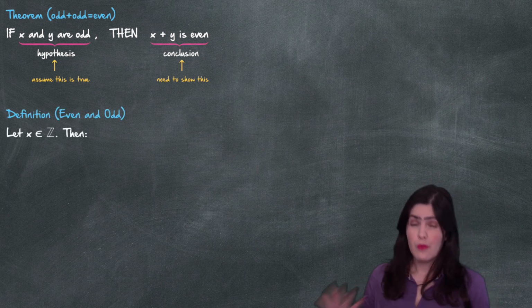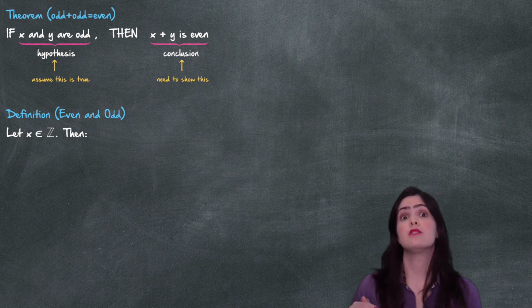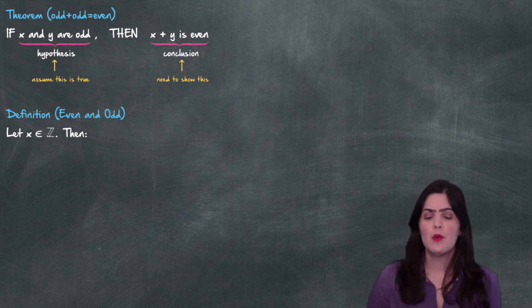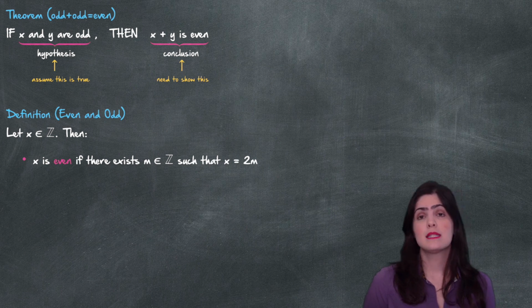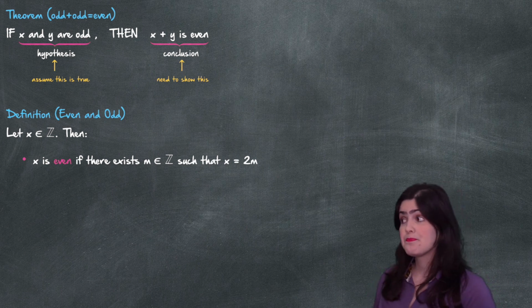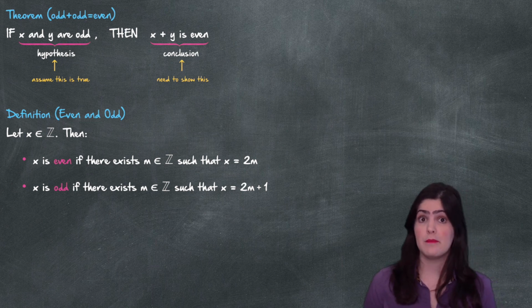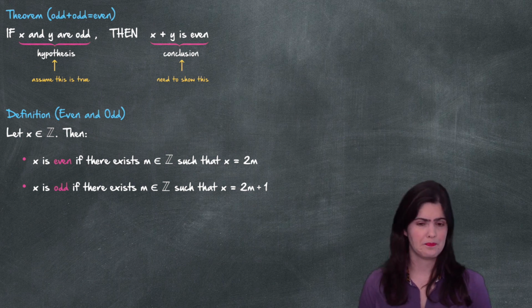So before we start doing the proof, we need to make sure that we all agree on the definition of even and odd number. If we have an integer number, we say that x is even if there exists an integer number m such that x is equal to 2m, and x is odd if I can find an integer m such that x is equal to 2m plus 1.